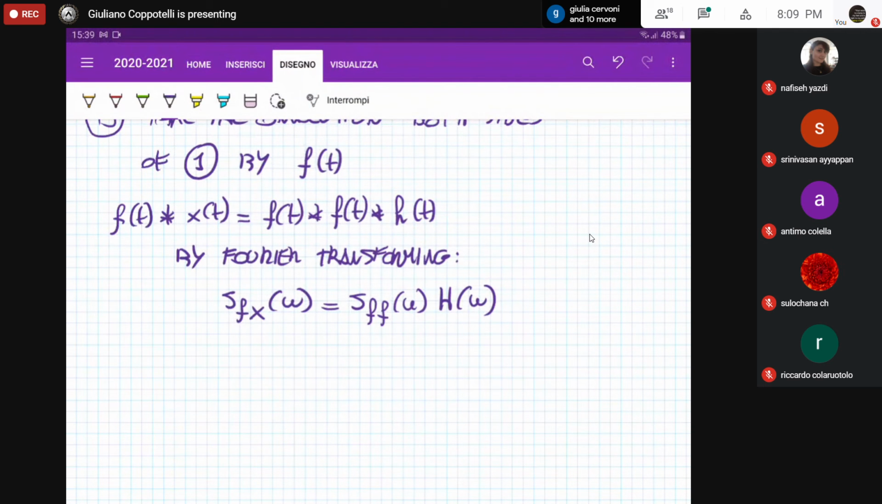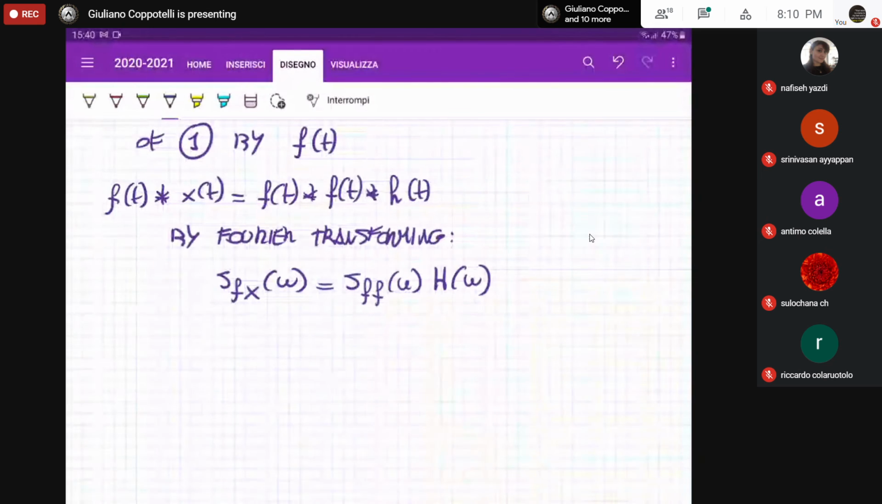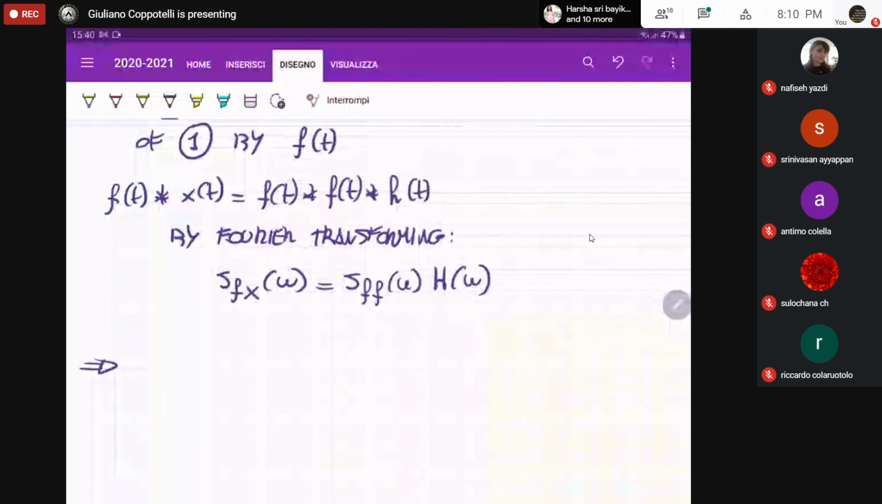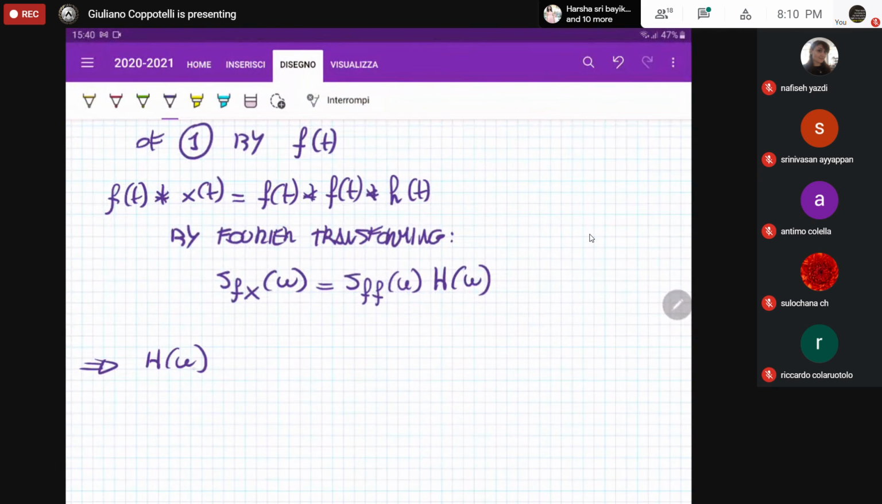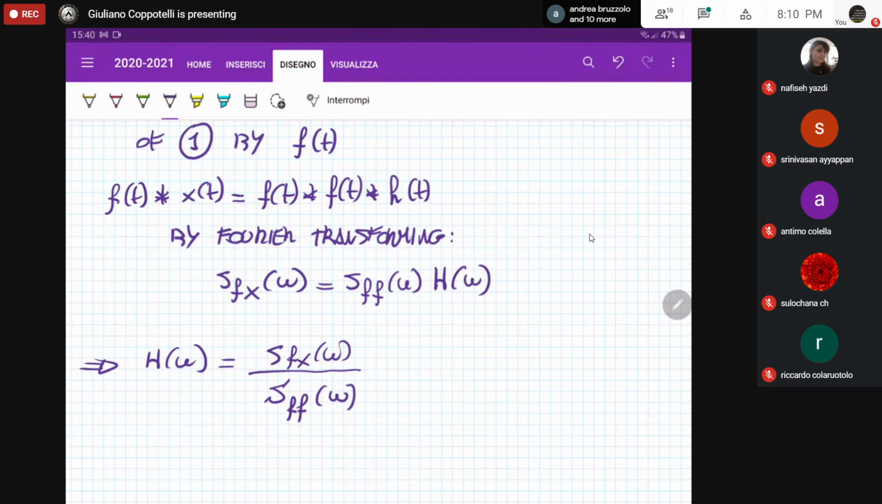Can we estimate the frequency response function, or the system properties, just by using the measurements of the output and input of your system? The answer is just there. And therefore we can say, just by using that equation, that H(omega) is equal to S_fx(omega) divided by S_ff(omega).